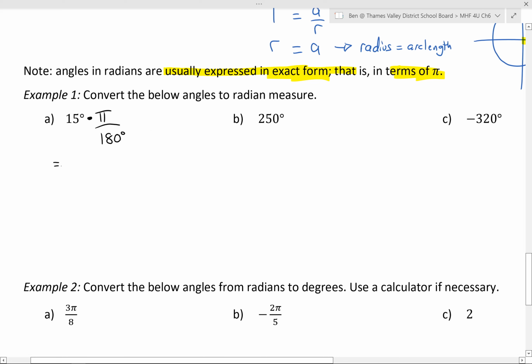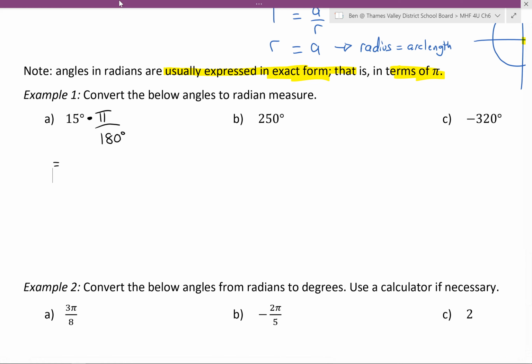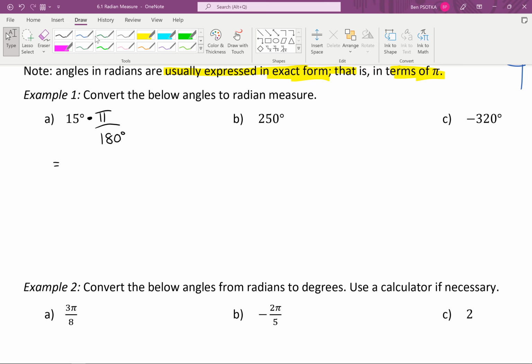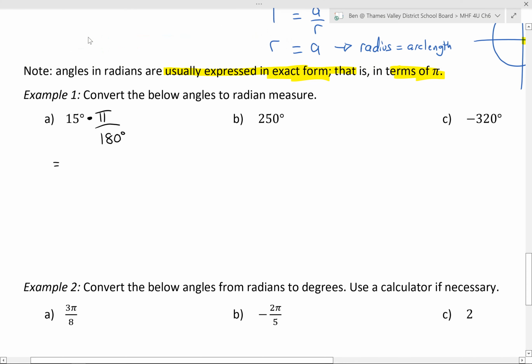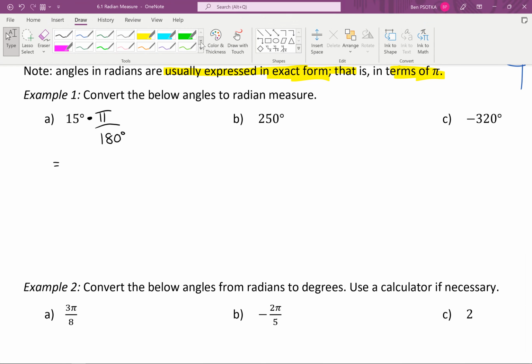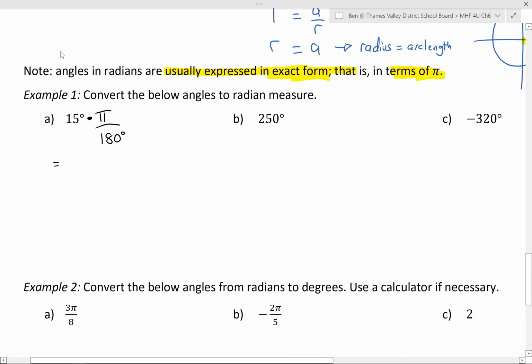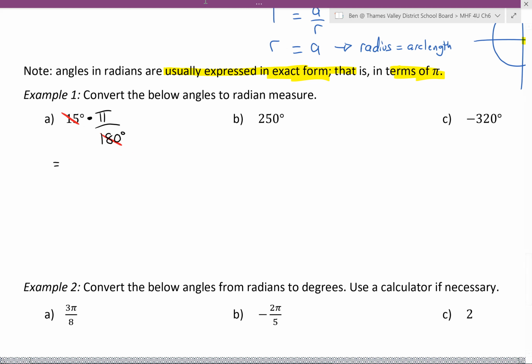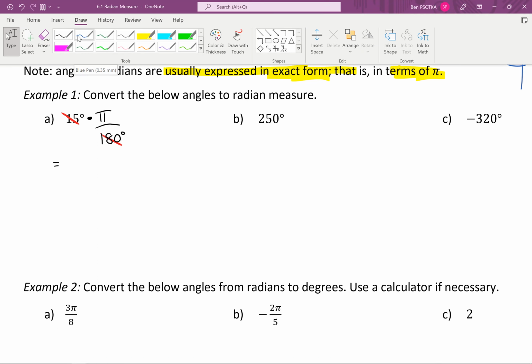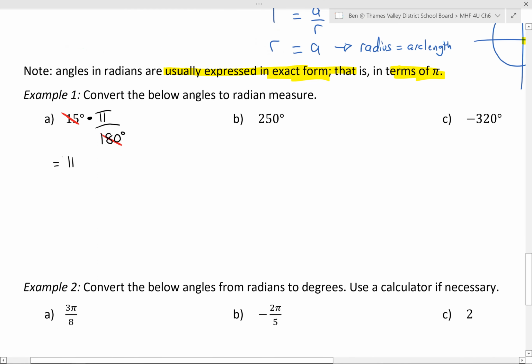And then we can reduce this if we would like. 180 divided by 15. You could try that out. Pause the video if you would like. As I change my color. 180 divided by 15, we are working with right here, is 12. So that is pi over 12 equals the 15 degrees that we began with.